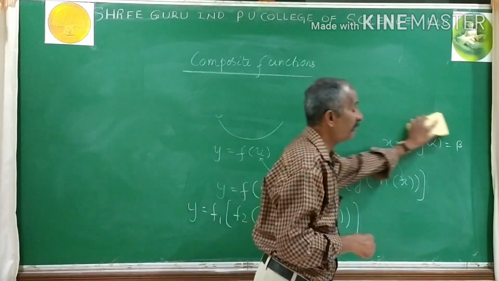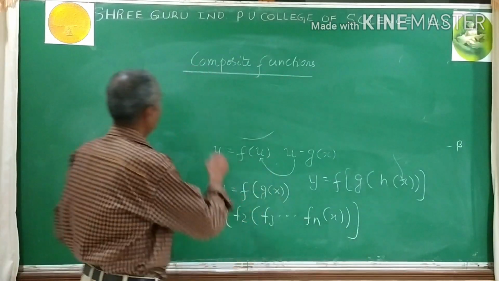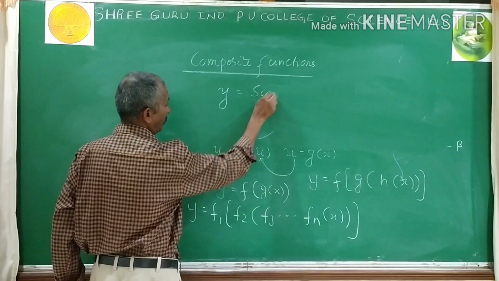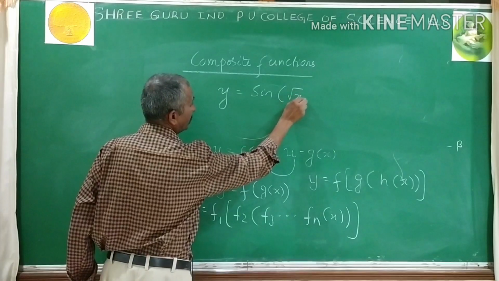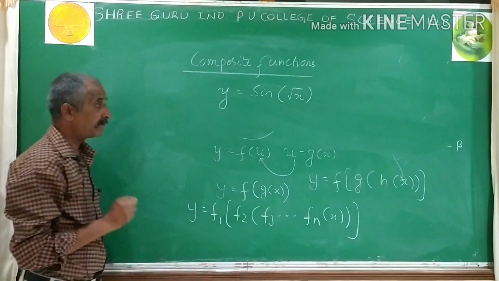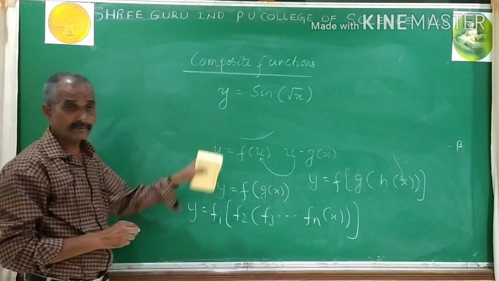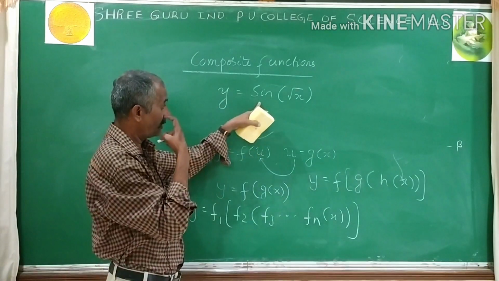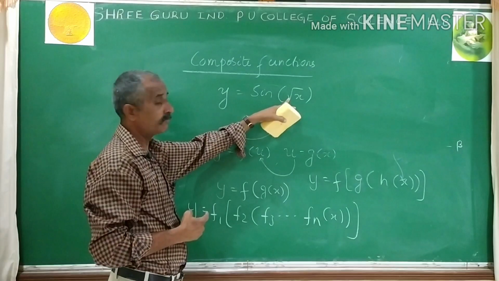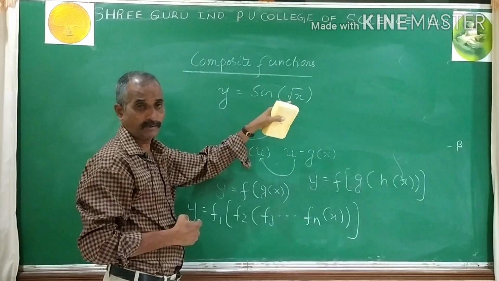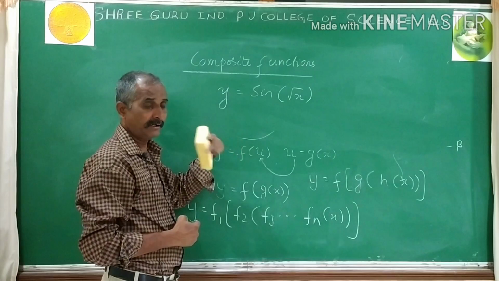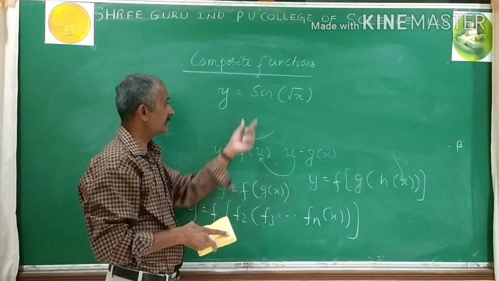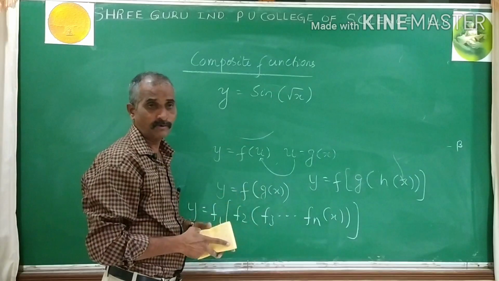As a particular example, let's consider y equal to sine of square root of x. This is no doubt a composite function because y is undergoing two functions, namely the trigonometric function sine followed by the algebraic function square root. So this is an example of a composite function. Here we can see two functions, namely the sine function as well as the root function.